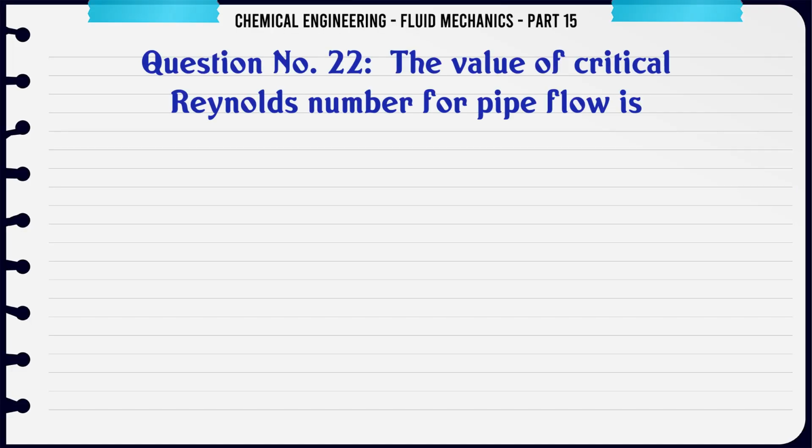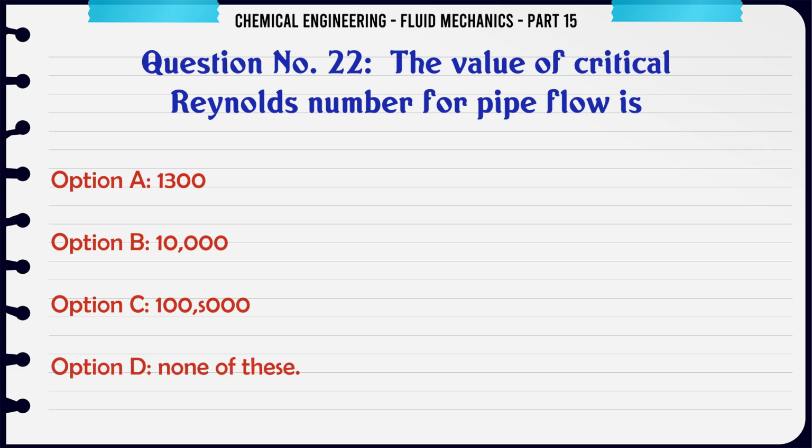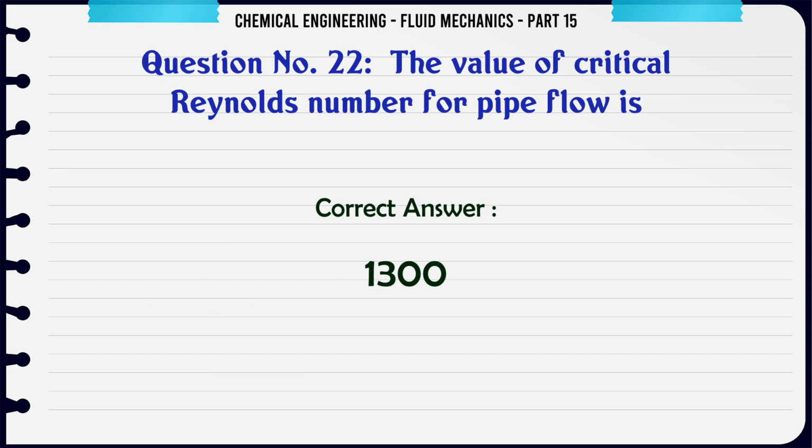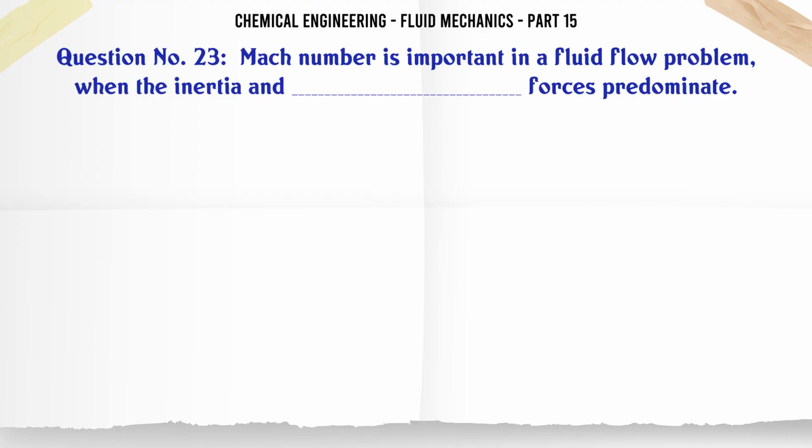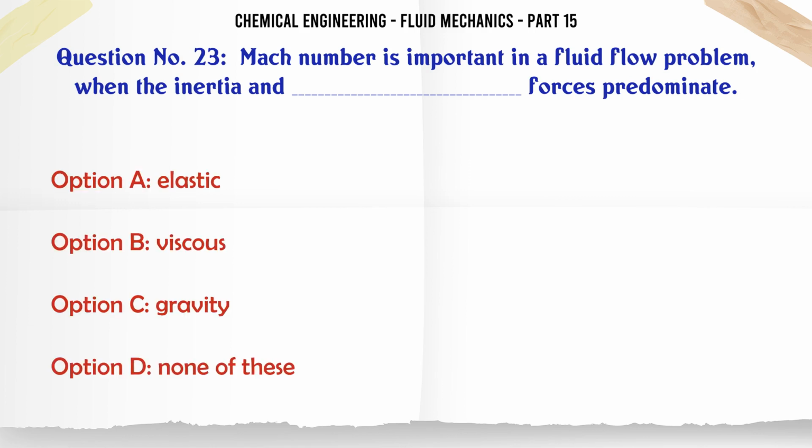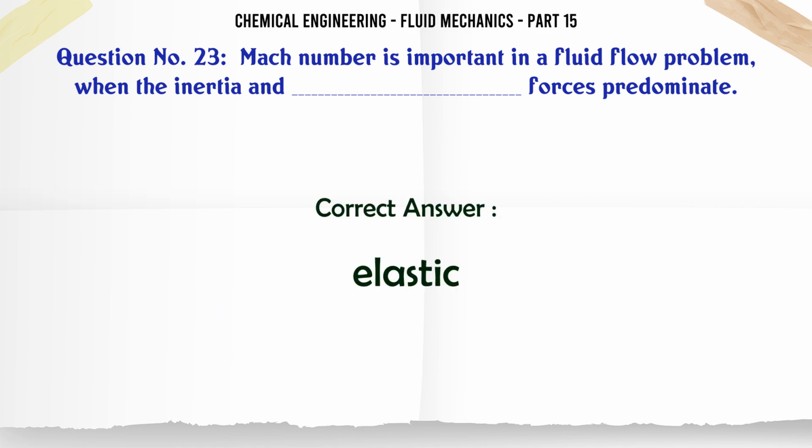The value of critical Reynolds number for pipe flow is: A, 1300; B, 10,000; C, 100,000; D, none of these. The correct answer is 1300. Mach number is important in a fluid flow problem when the inertia and ___ forces predominate. A, elastic; B, viscous; C, gravity; D, none of these. The correct answer is elastic.